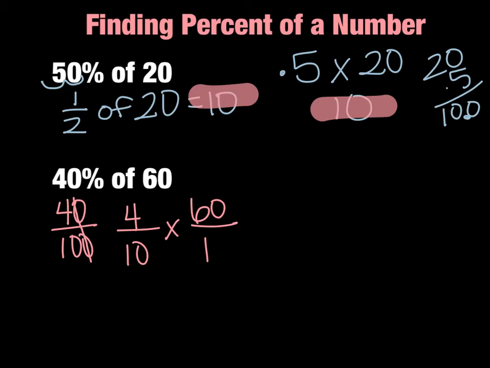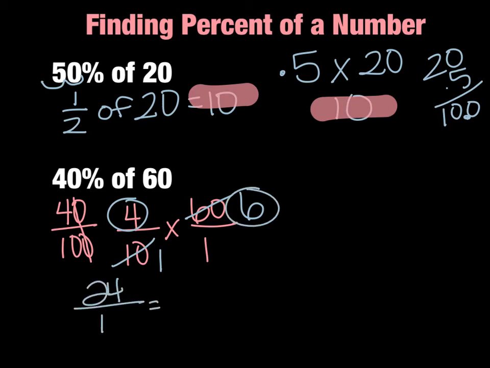So maybe you see that 10 can go into 10 once and into 60 6 times. And then you could just multiply across the top, 4 times 6, which is 24. And then you have 1 times 1 on the bottom, which is 24. So that's changing it to a fraction, which isn't too bad.